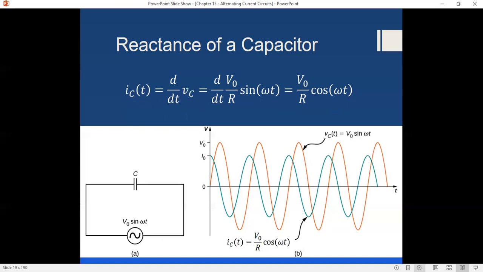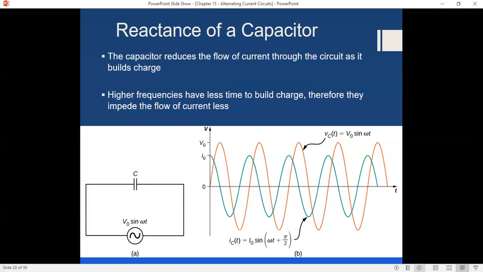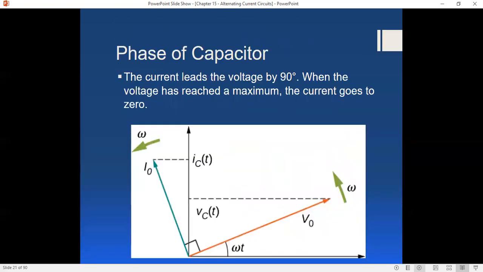Okay, so let's do a phasor diagram for this one. Let's try to figure out what this is going to look like if we have sine here and we have cosine here, because cosine is sine omega t plus pi over 2 radians. That's one of the trig identities. So here what we see is that the current is ahead of the voltage by 90 degrees, or pi over 2. Okay, so these two are going to be rotating together.